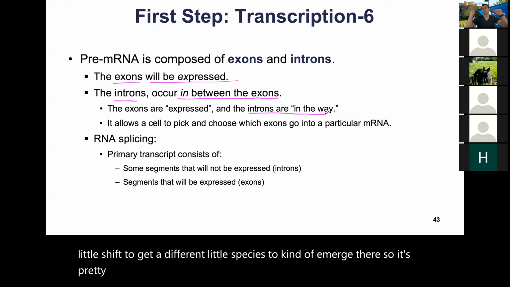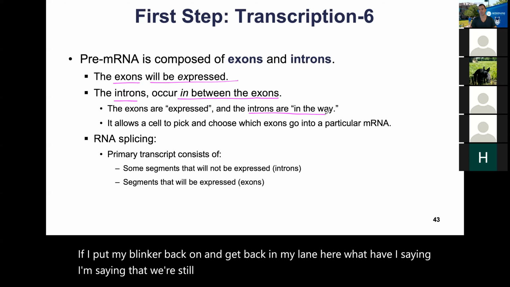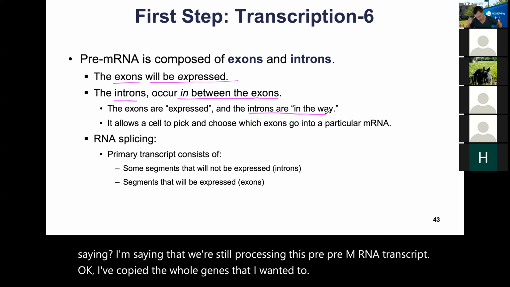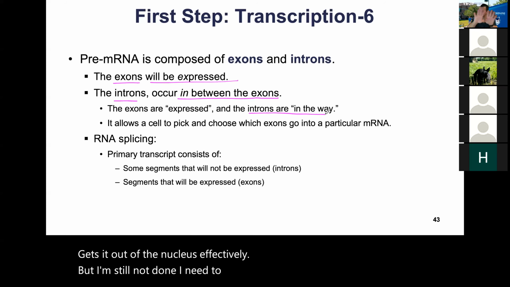So if I put my blinker back on and get back in my lane here, what am I saying? I'm saying that we're still processing this pre-mRNA transcript, okay? I've copied the whole genes that I wanted to. Put a cap, put a poly A tail on. Says where to start, gets it out of the nucleus effectively. But I'm still not done, okay? I need to cut up and trim it up just a little bit to make it presentable for the party.